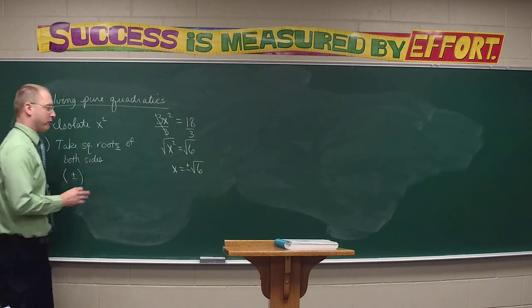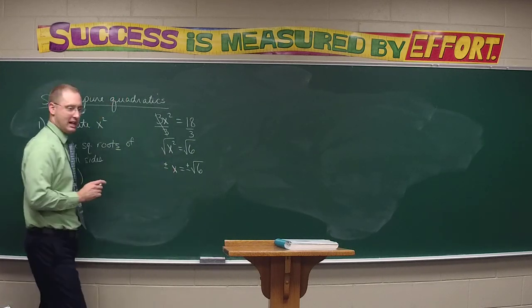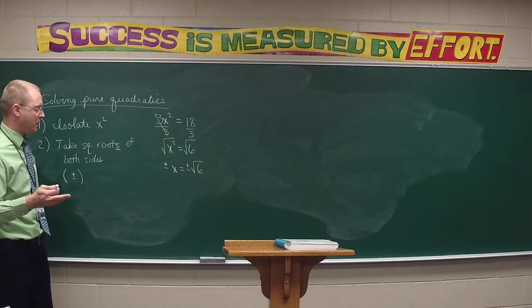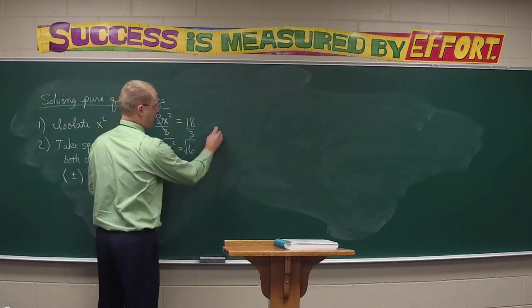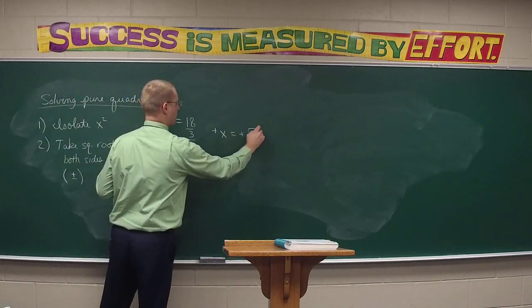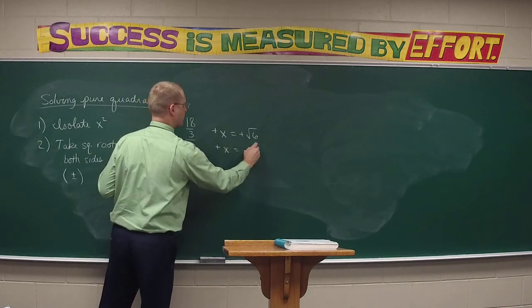I've had students ask before, well, why don't we do the positive negative on the x as well? That's a fair question. Here's the reasoning. One thought is this, that positive x equals positive square root of 6, and that positive x equals negative square root of 6.